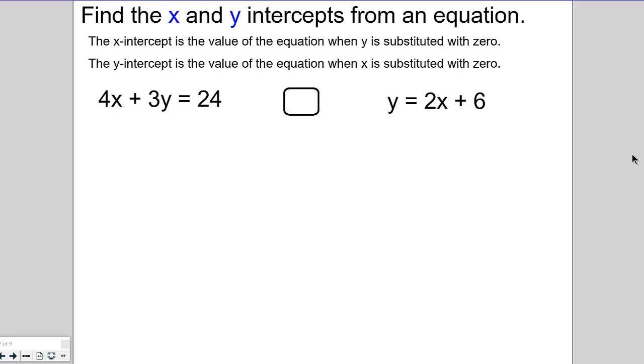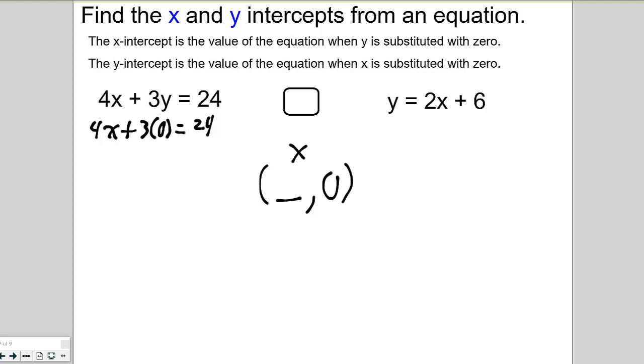To find the x and y intercepts from an equation, we have to go by these rules here. The x-intercept is the value of the equation when y is substituted with 0. And then vice versa, the y-intercept is the value of the equation when x is substituted with 0. So I'm going to go ahead and calculate this first one with an x-intercept. So the x-intercept occurs when we substitute a 0 in for y. So I put a 0 in for y. So I'm about to calculate the ordered pair, some number, comma, 0, which is going to be my x-intercept.